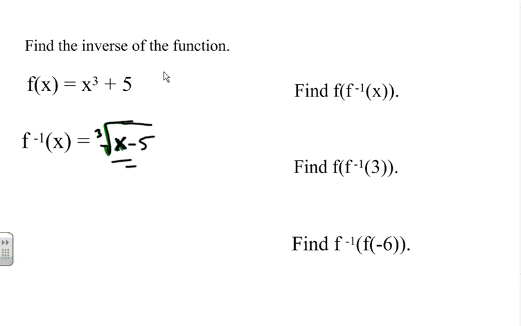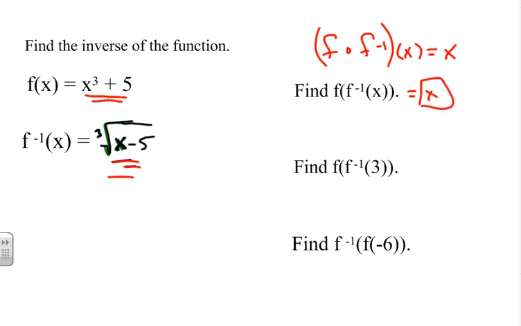First off, a quick review in applying this concept. We've said before that if we have a function composed with its inverse, you can switch it around in any way you want, and it should equal x. That is the test to find out if functions are inverses of each other or not. If I compose f with its inverse, which is the cube root of x minus 5, and you went through that process, you would realize that this would equal x. We've done this several times.